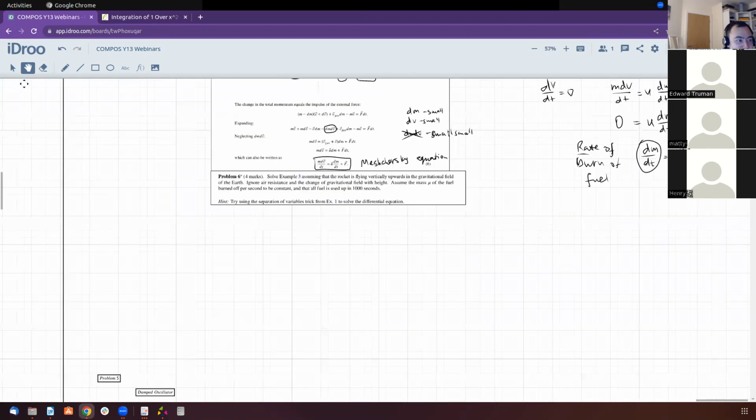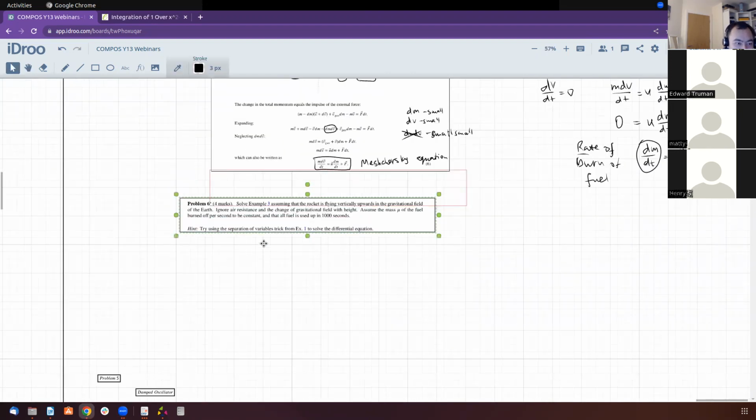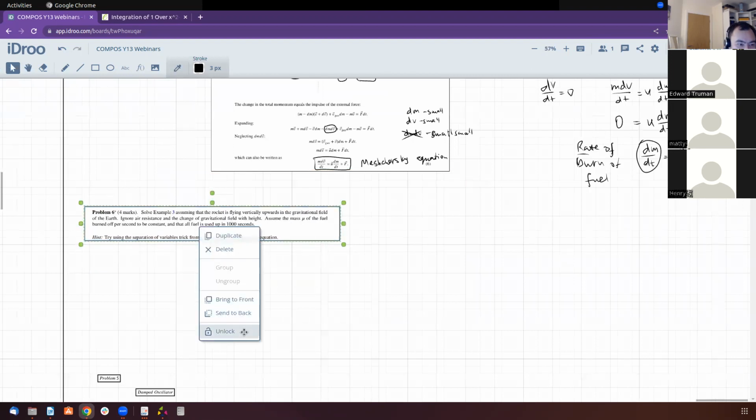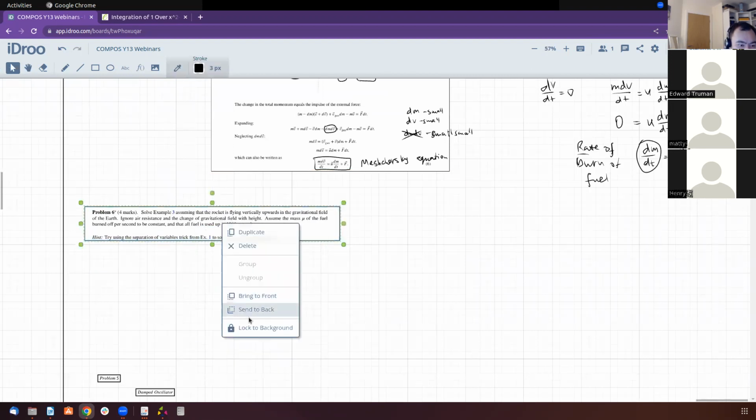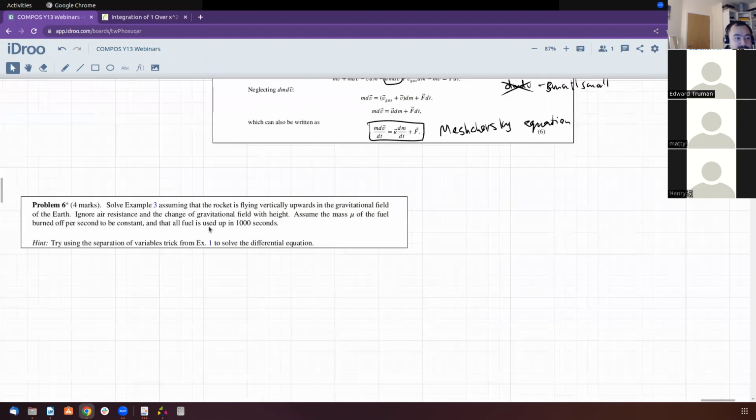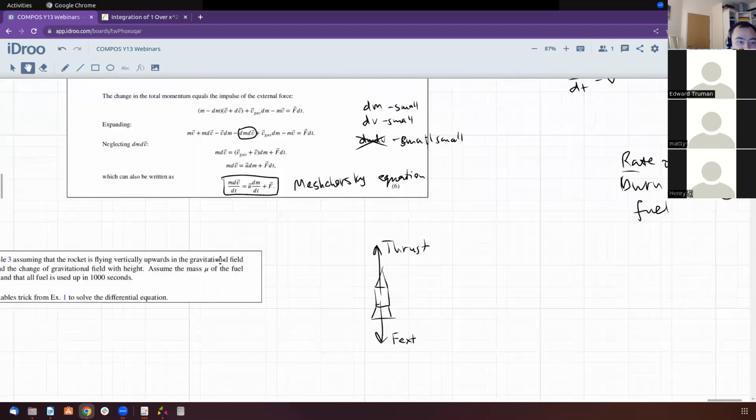Now, this one, solve example 3. Assuming the rocket is flying vertically upwards in the gravitational field of the Earth. Ignore air resistance and the change of gravitational field with height. Assume the mass mu of the fuel burned per second to be constant, and that all fuel is used up in 1,000 seconds. So you have a rocket, and there's the force, the thrust, and there's the external force. The external force is mg.